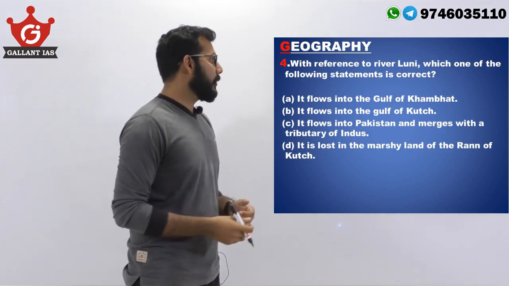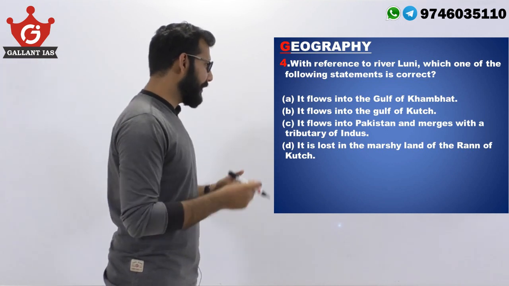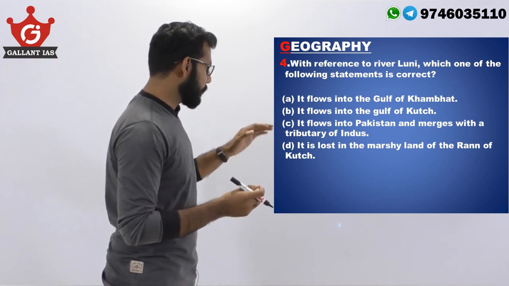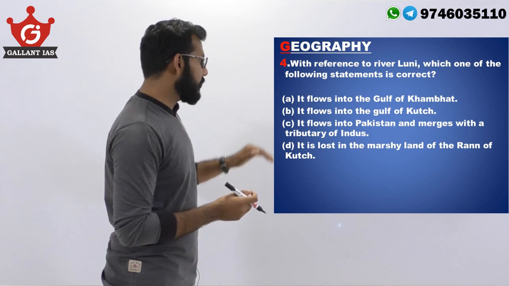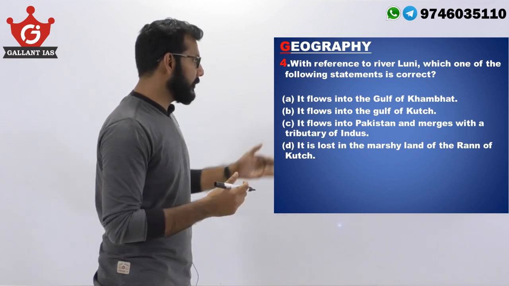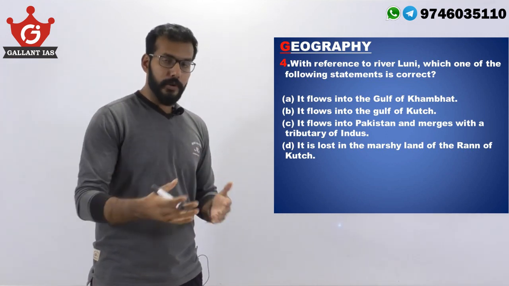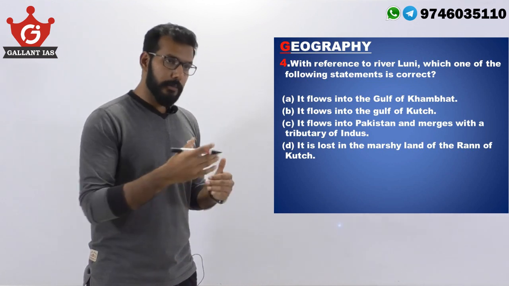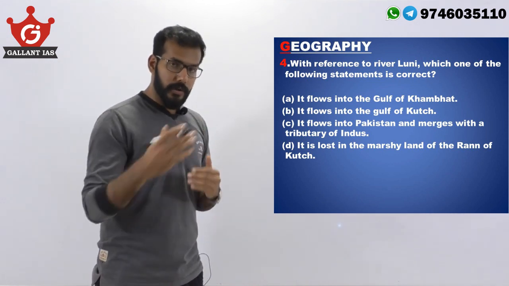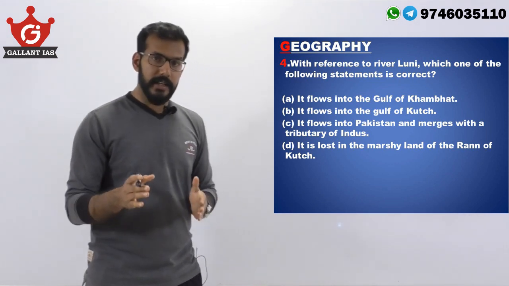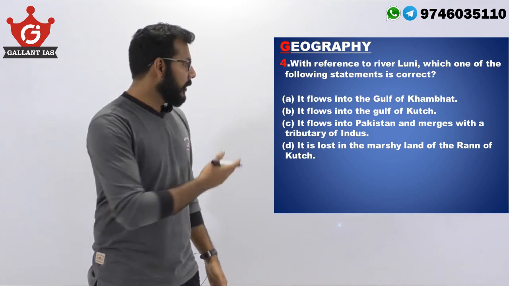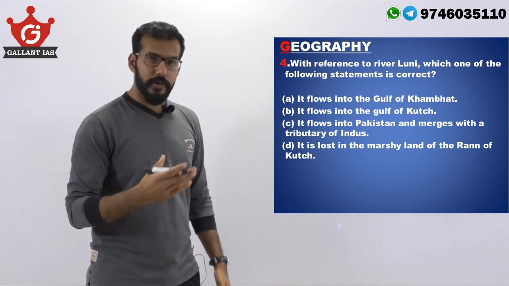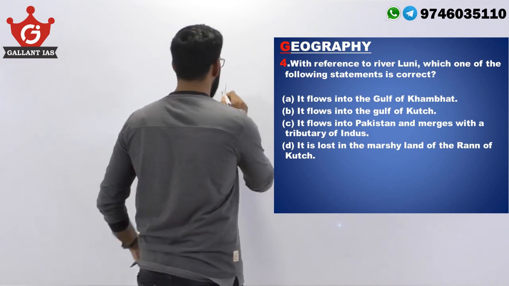With reference to River Luni, which one of the following statement is correct? The options given here. Before that, let's just say that important geographical locations and important geographical features around the world and particularly in India is important for your UPSC exam also. And this is one of such important rivers in the state of Rajasthan.